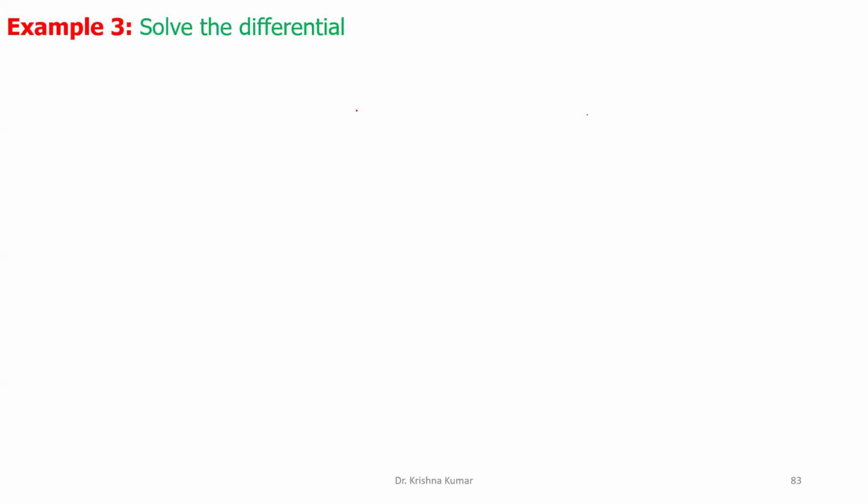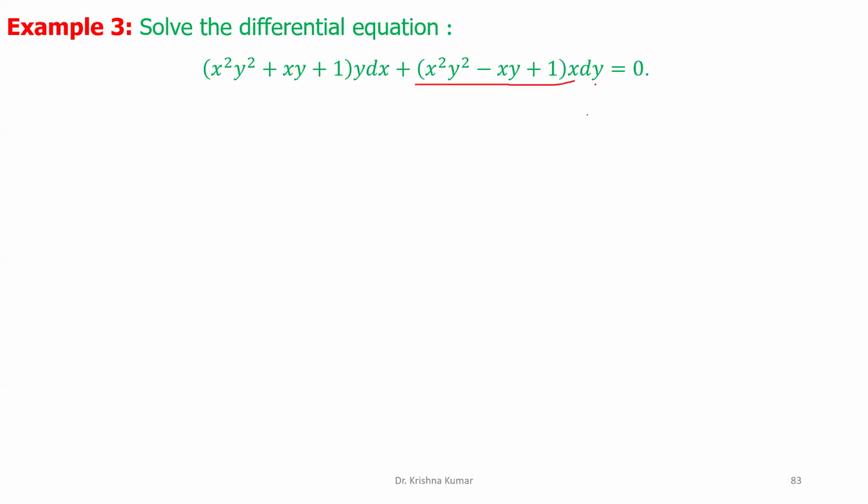In this lecture, we solve the differential equation (x²y² + xy + 1)y dx + (x²y² − xy + 1)x dy = 0.